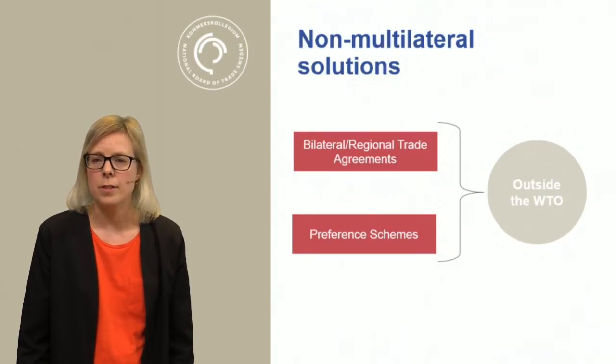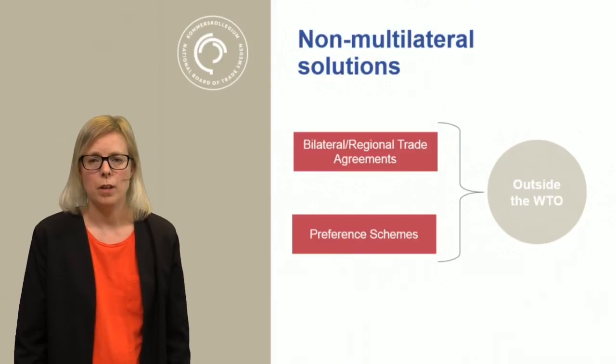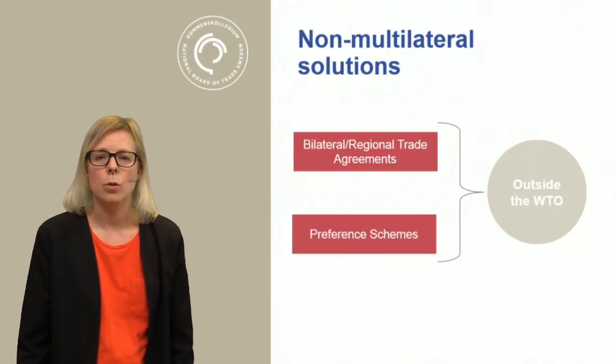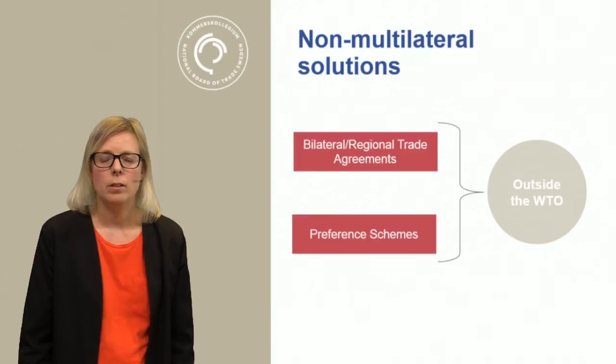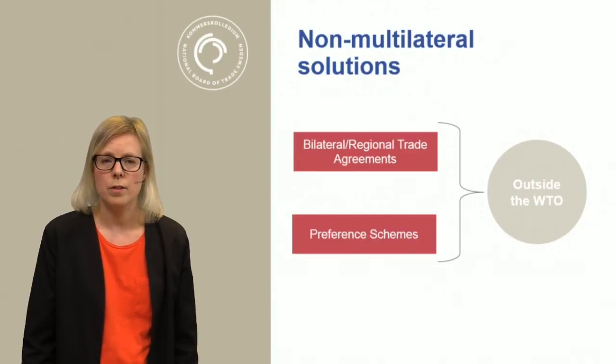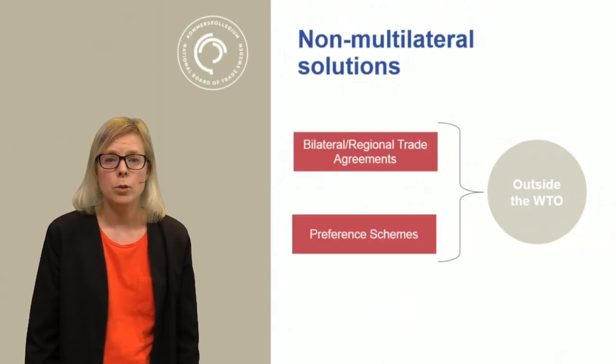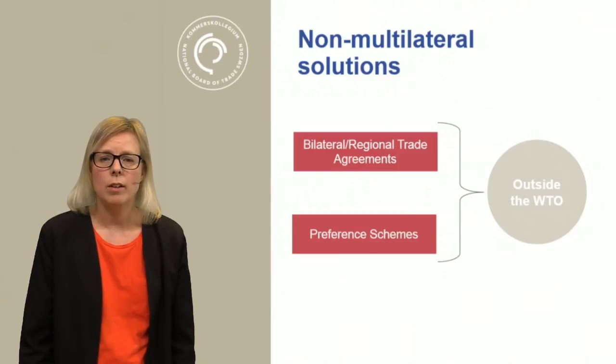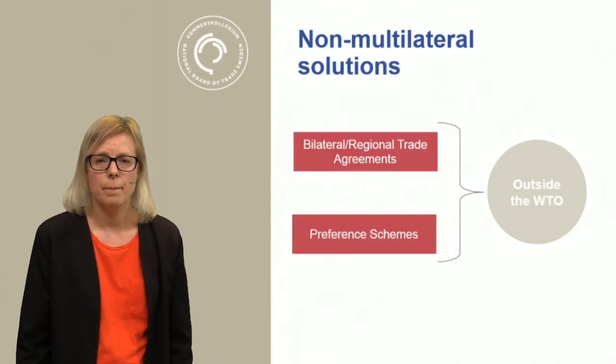Such unilateral preference schemes are exempted from the most favored nation principle under the so-called enabling clause. The coverage and preconditions of such preference schemes are decided by the preference-giving countries, and it should be noted that being considered a developing country in the WTO does not guarantee receiving preferences.